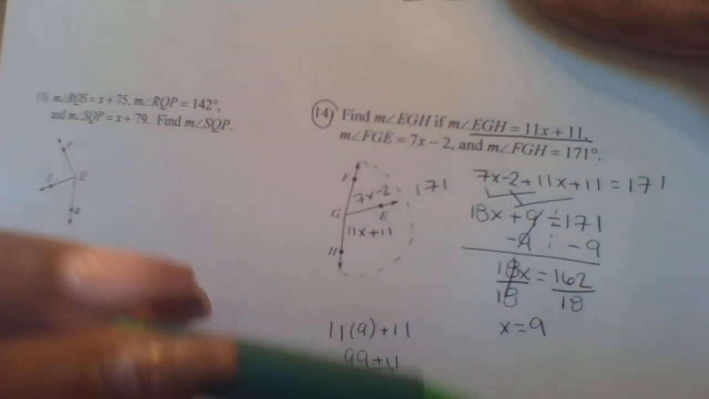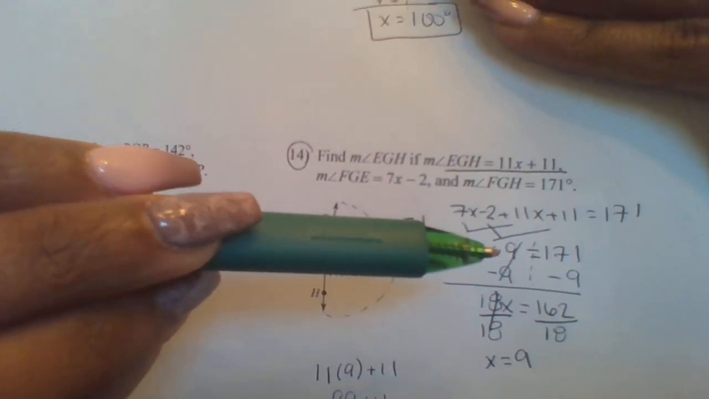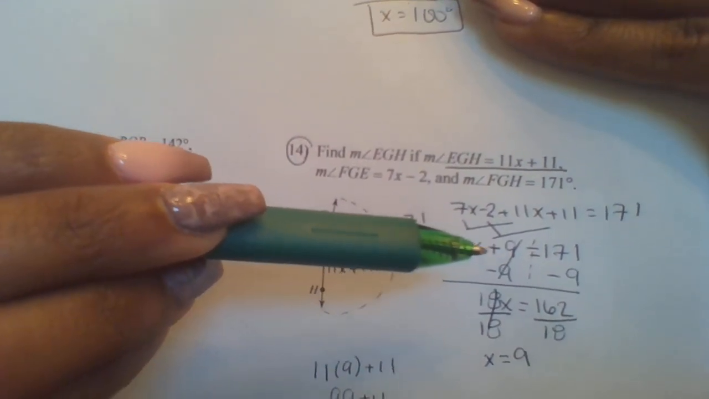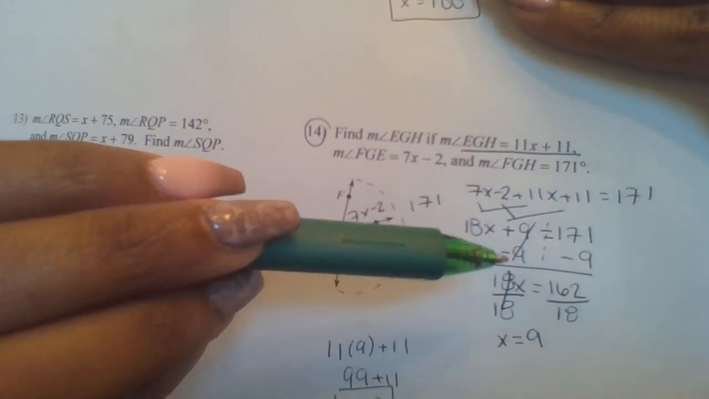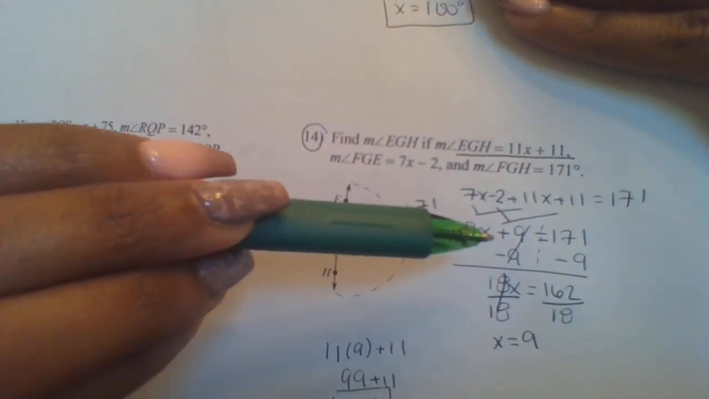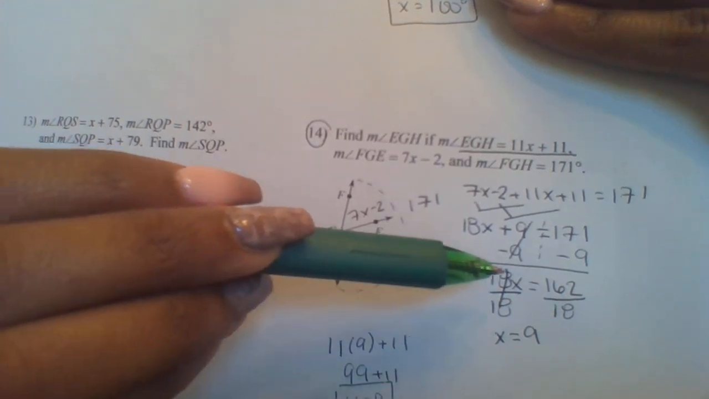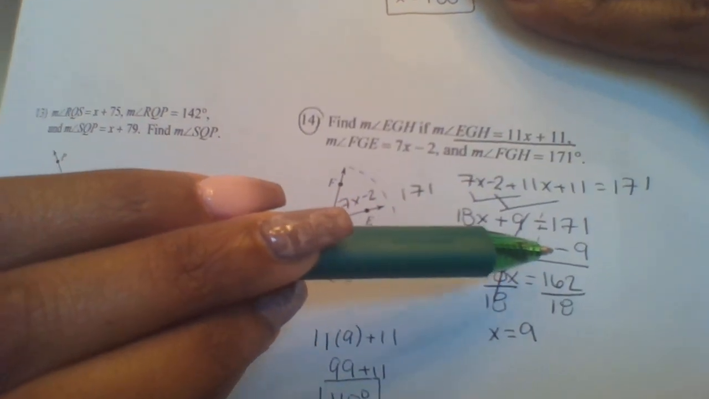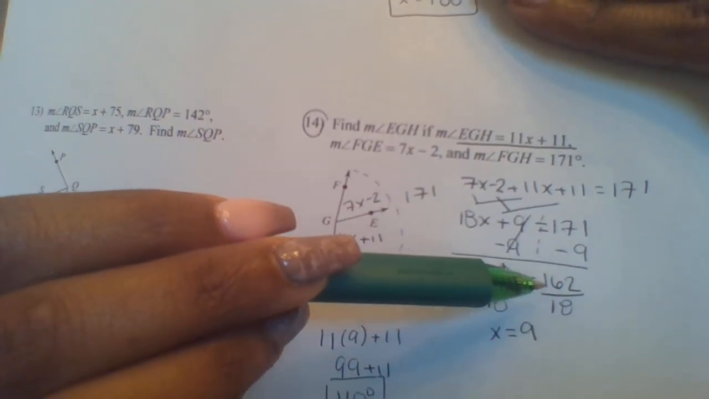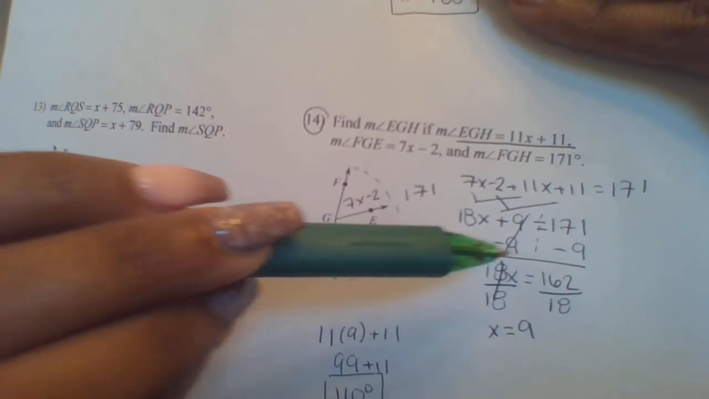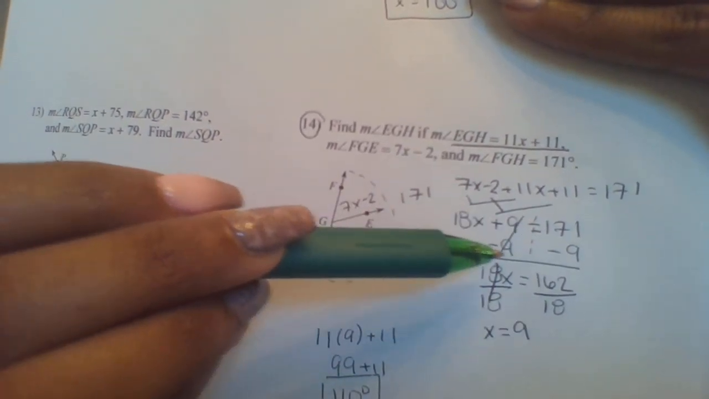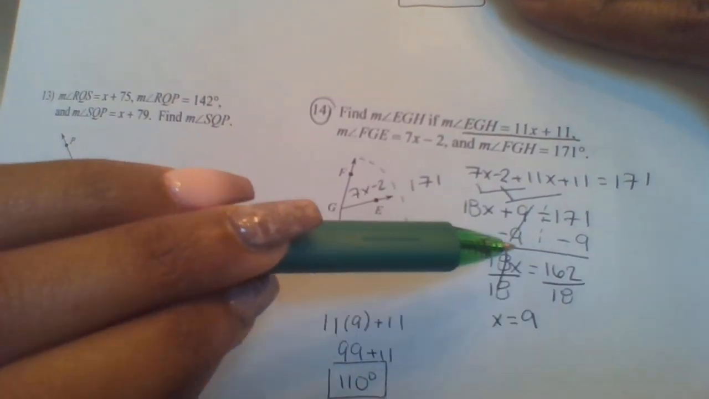So we're going to subtract 9 on both sides because this addition sign makes this 9 positive. So minus 9 on both sides. 9 minus 9 is 0. 18x plus 0 is 18x. That's why we're left with 18x. On this side, we have 171 minus 9, which gets us 162. Again, same thing on both sides of the equal sign to maintain balance of the equation.